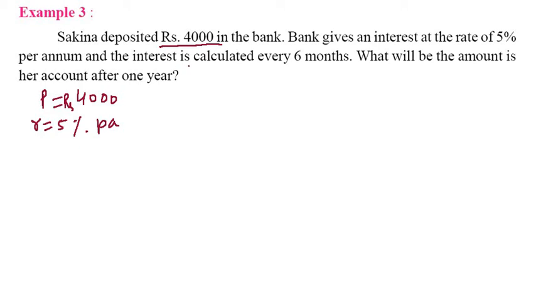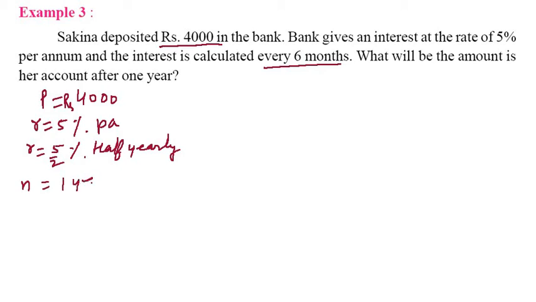And the interest is calculated every 6 months, that is half yearly. So percent is always divided by 2. So R is equal to 5 by 2% half yearly. You can write here half yearly. Every 6 months, that means half yearly. What will be the amount or account after 1 year? Time is given as 1 year. So you can write here 1 year. But you can change it into half yearly.